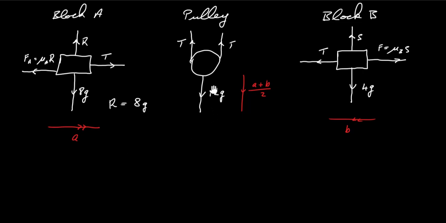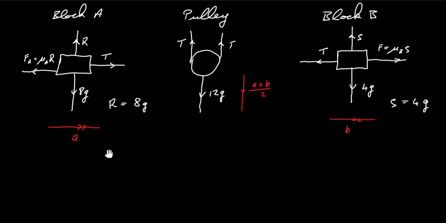So we have the pulley in the middle. It has two strings up along here, both with tension T. It has a weight of 12g, as it has a mass of 12 kilograms. And on the right here, we have block B. Block B has tension to the left, a reaction force, I'm calling it S, and acting down a weight of 4g, and then friction to the right of mu B times S. The reaction S is equal to 4g, because forces up equal forces down as the block doesn't move in a vertical direction.